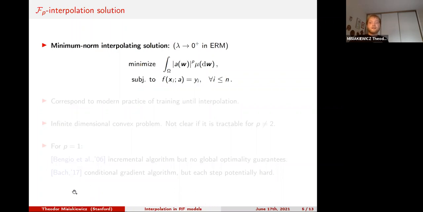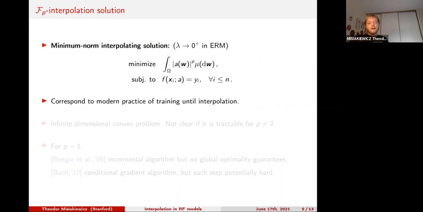And I will consider finding the minimum norm interpolating solution to the data, minimizing this LP norm of a subject to these interpolation constraints. This corresponds to taking the regularization parameter to zero in the empirical risk minimization. So why look at this interpolating solution? One, conceptually, this is the critical part of the optimization problem. And second, this corresponds to the modern practice of training until interpolation.